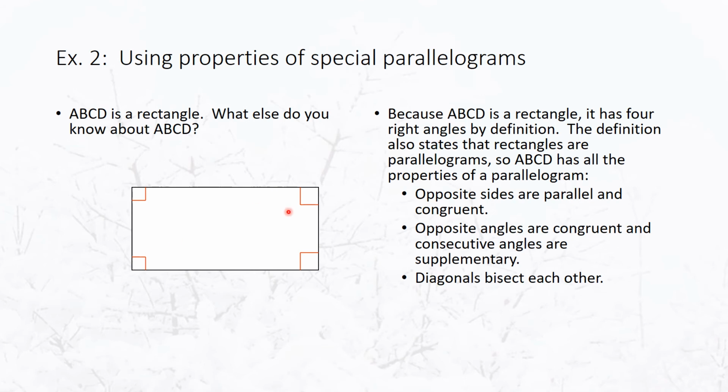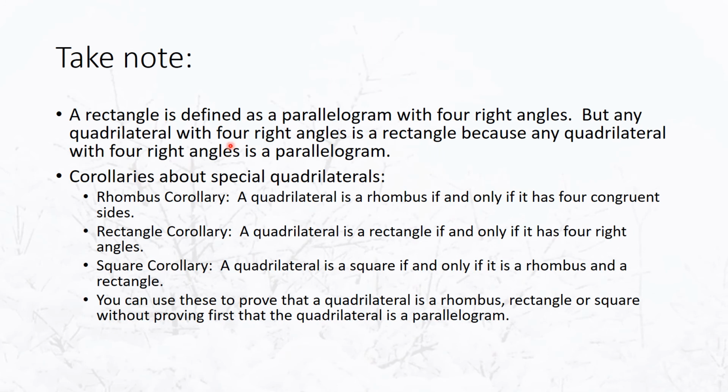Opposite angles are congruent and consecutive angles are supplementary. That means this angle plus this angle will be 180 degrees. And diagonals bisect each other. These are the properties of a parallelogram, and of course they also apply in the case of this rectangle. So take a note. A rectangle is defined as a parallelogram with four right angles. But any quadrilateral with four right angles is a rectangle, because any quadrilateral with four right angles is a parallelogram.